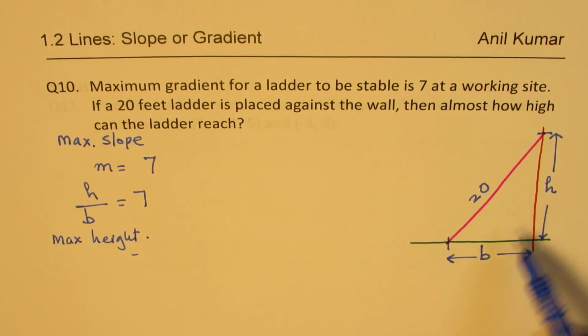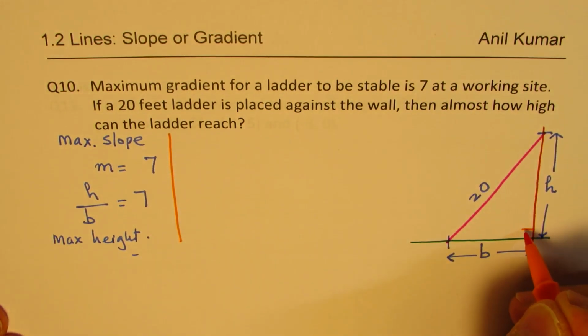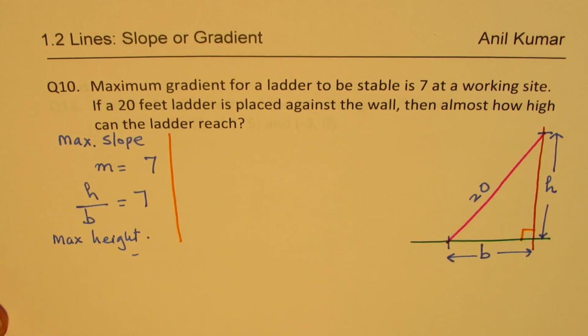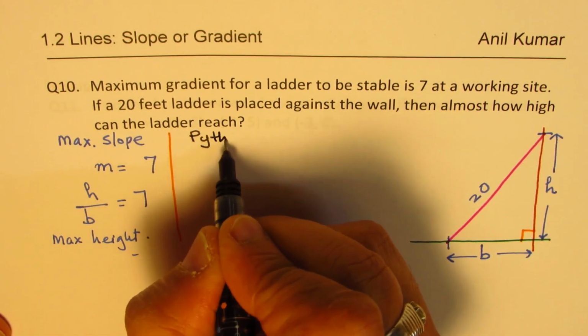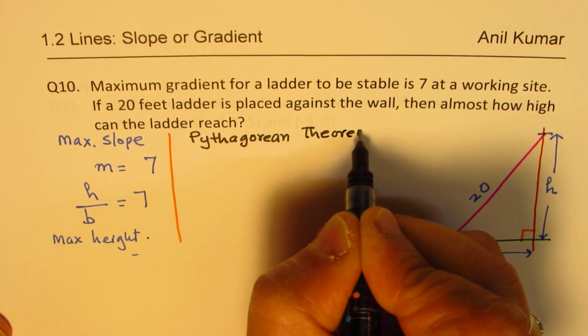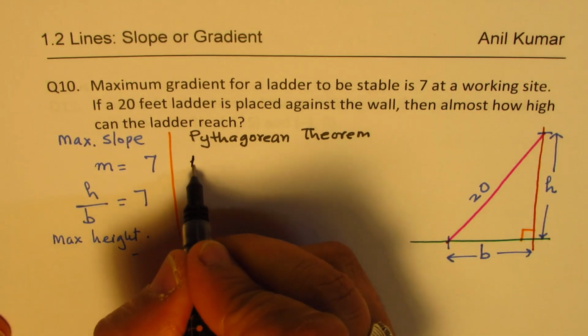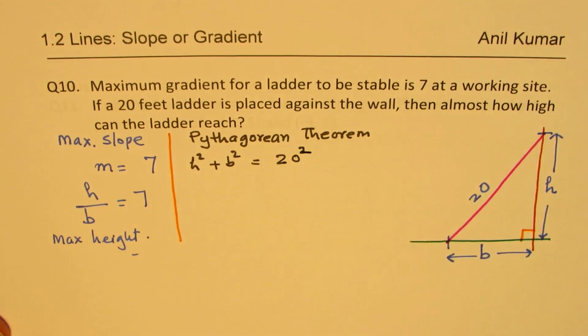Now, there are two unknowns. To solve for two unknowns, we need two equations. How do I get the second equation? Well, this is a vertical wall, so we have to assume that it is a vertical wall, right? If this is a vertical wall, we can use the Pythagorean theorem, which is that the sum of squares of h and b should be equal to 20 squared. So that should help us to answer the question, correct?